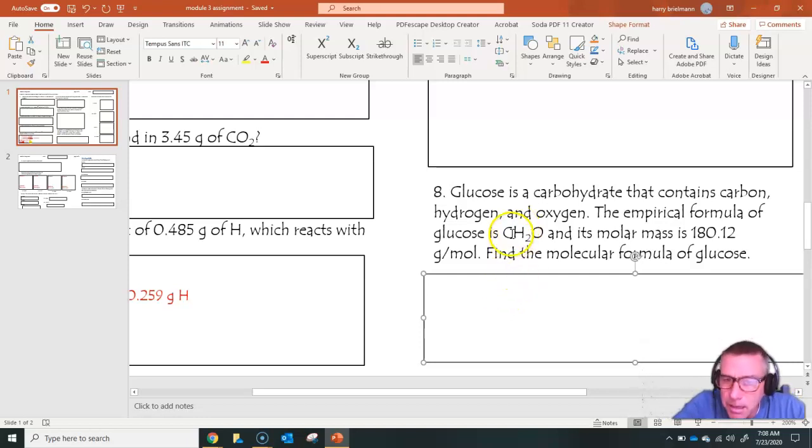We find the molecular weight of the empirical formula, and it'll be some multiple that gives you the 180. Maybe it'll add up to 90 and we have to double everything. Maybe it'll only add up to 18 and we've got to multiply everything by 10. So the steps are: 1, find the molar mass of CH2O. Let's make that a subscript.